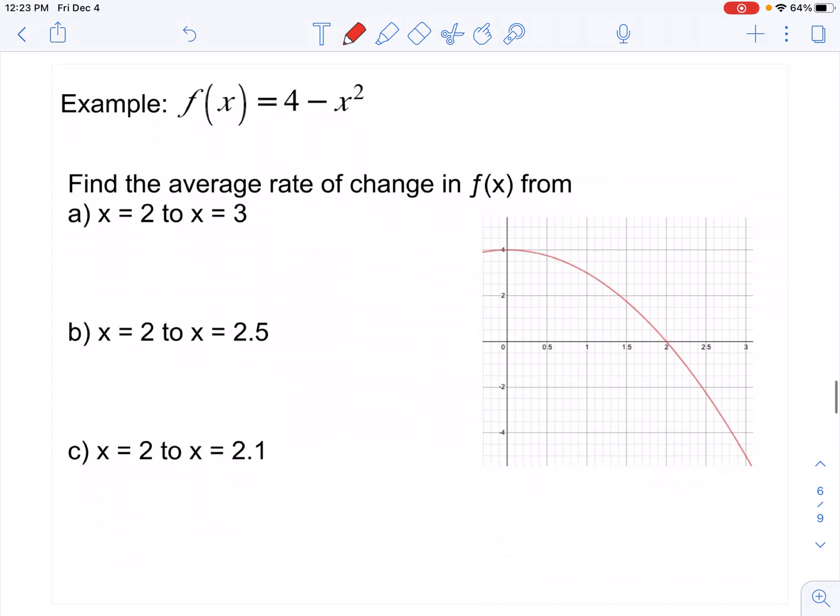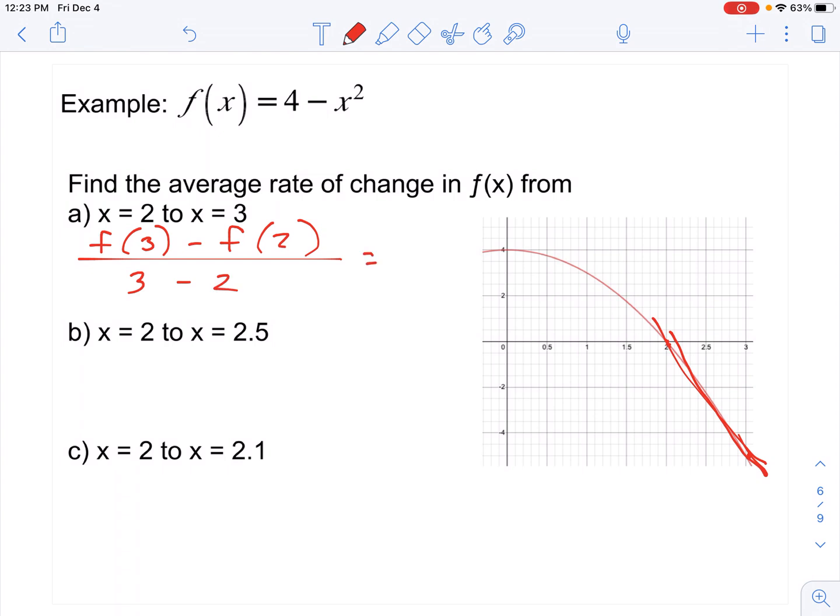Here's another example. Consider the function 4 minus x squared. Find the average rate of change in f of x from 2 to 3. So here's our point, 2 to 3. We want to find the rate of change. So what I'm going to do is f of 3 minus f of 2, all divided by 3 minus 2.